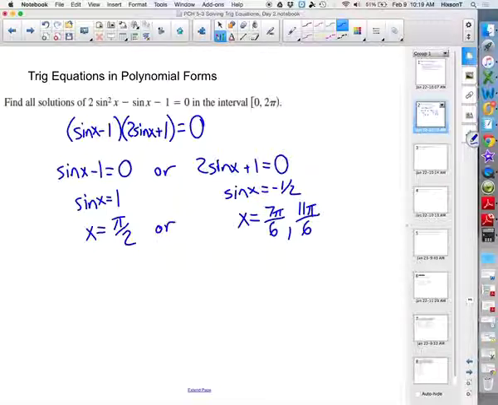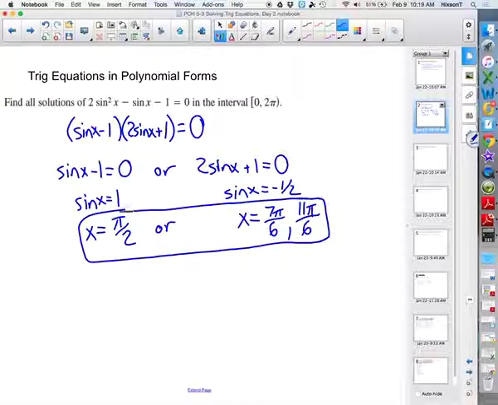Alright, so that would be our answer, x equals pi over 2, or x equals... Do we have to make it pi over 2 plus 2 pi n? Only if they ask for a general solution. Here they ask for the interval from 0 to 2 pi, so you don't need the plus 2 pi n.